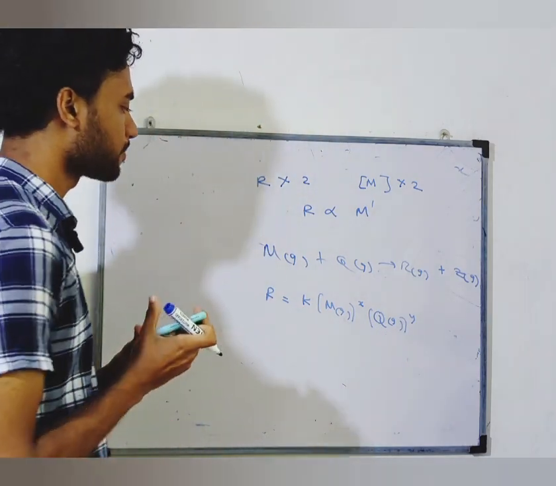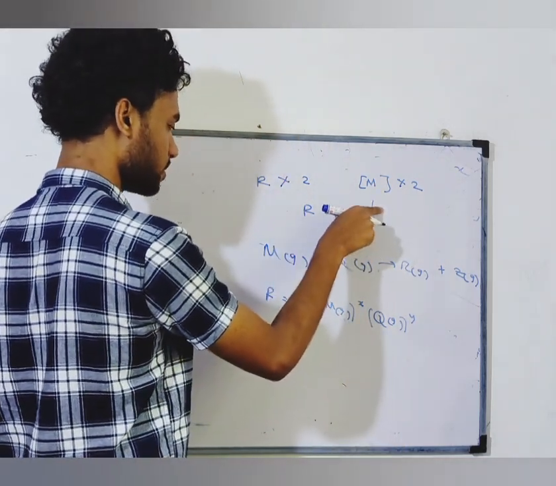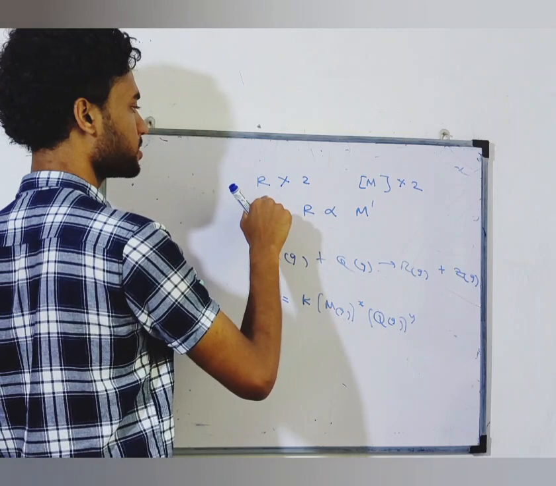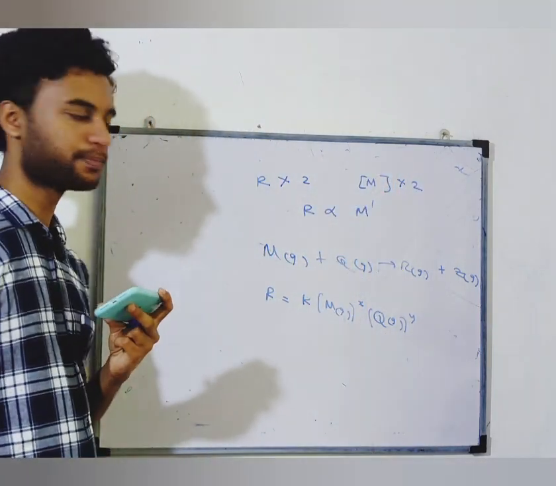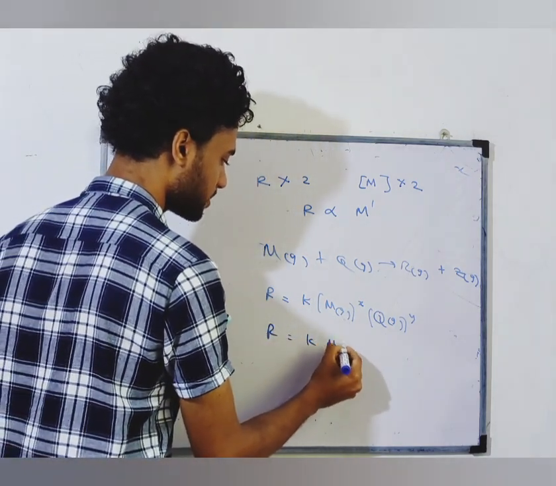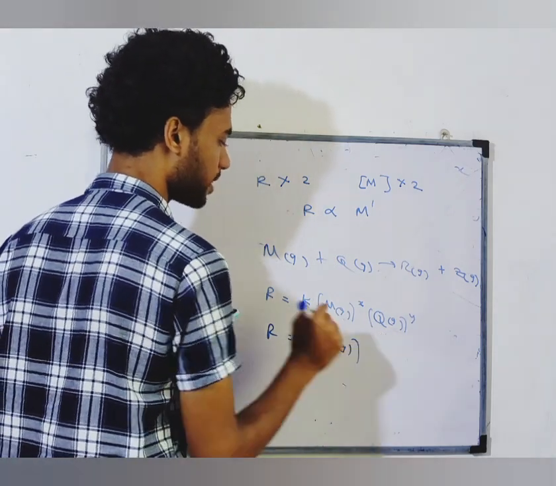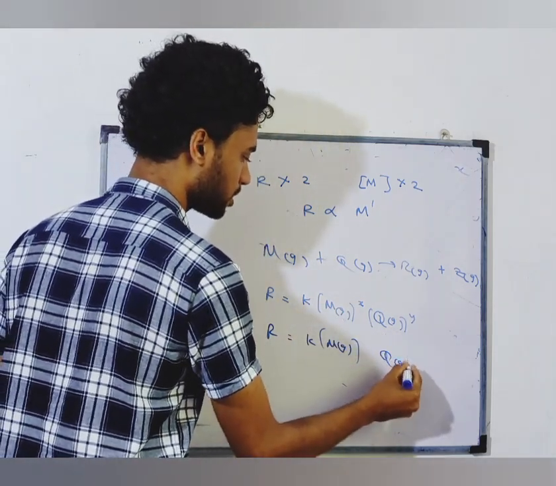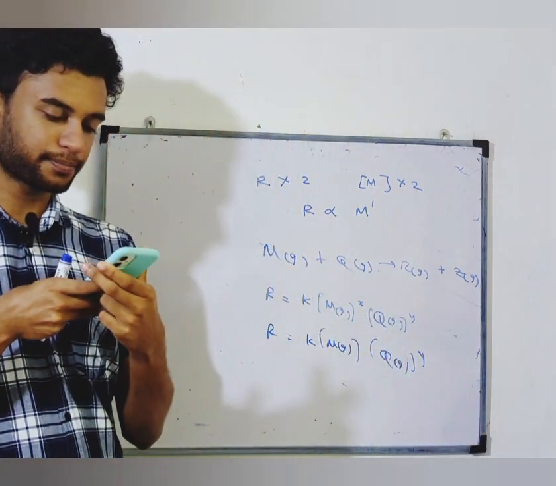Now we know X is equal to 1, because the order with respect to M is 1. We understood that because rate is doubled when the concentration of M is doubled. Therefore, the order with respect to M is 1. Then we can say rate is equal to K M gas to the power 1. I'm not writing 1 there. Q gas to its order Y. But we don't have to consider its order Y.